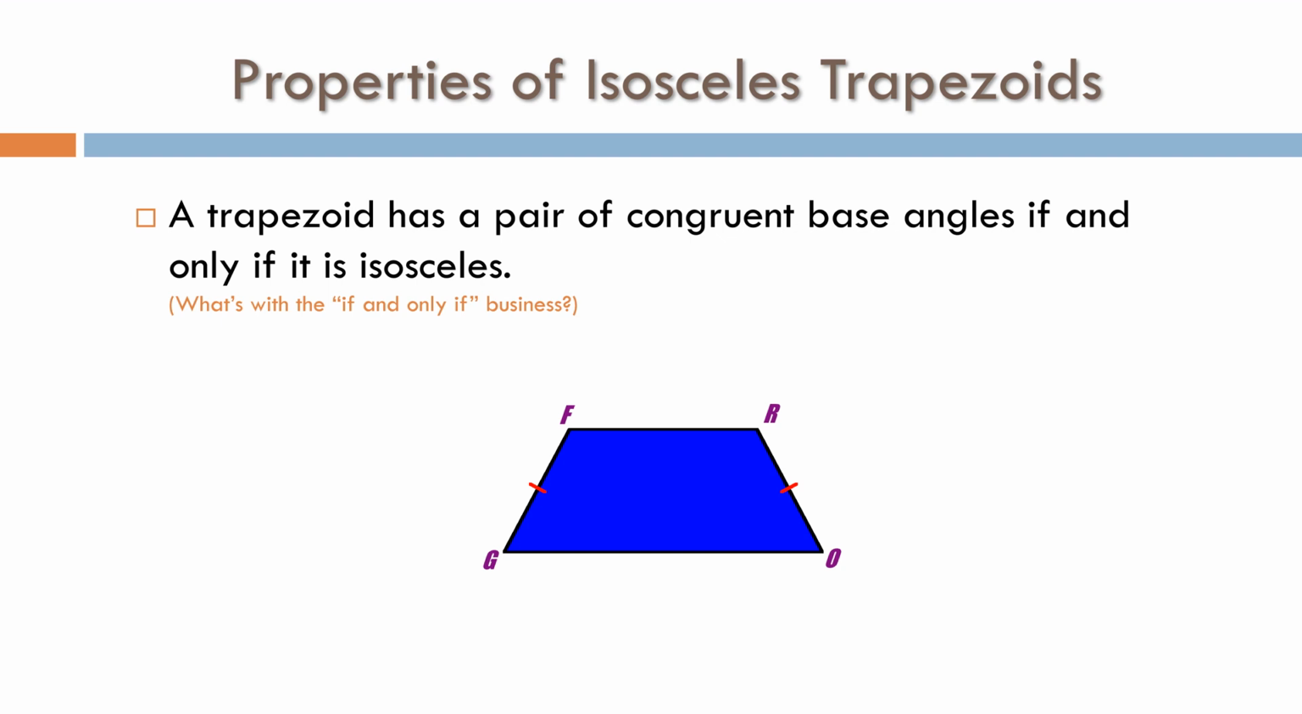Anything else? I didn't think you'd get the other one, but if I drew in segment GR and segment FO, what can you tell me about the diagonals of a trapezoid? They're gonna be equal. Good. Diagonals of a trapezoid cannot be perpendicular, but they are congruent. Sorry, isosceles trapezoid. Okay, plain old trapezoid diagonals are not congruent. In an isosceles trapezoid, they are congruent.